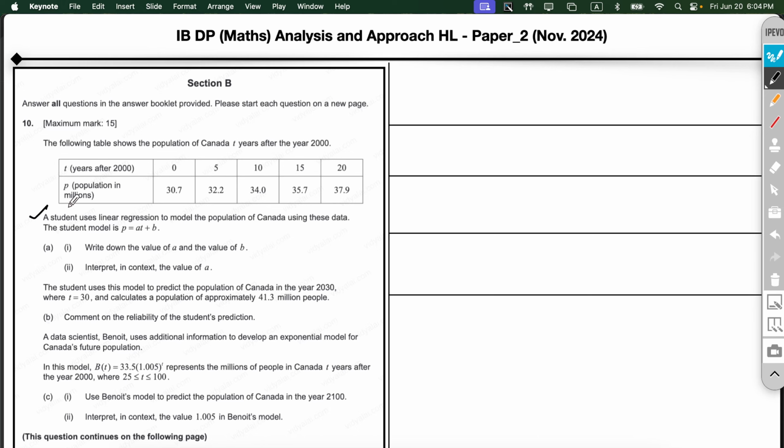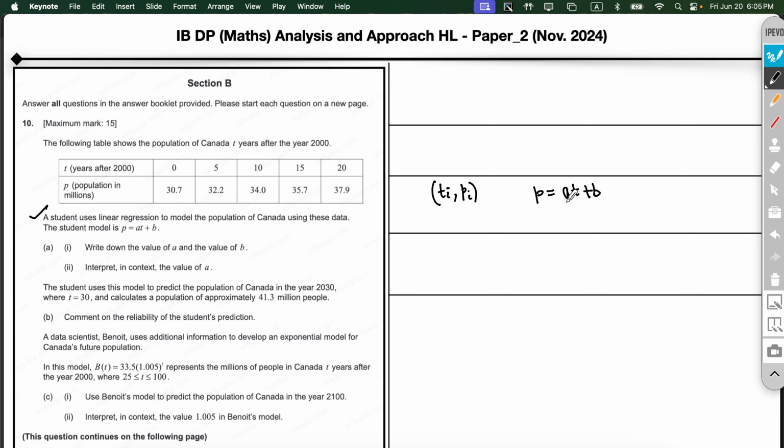Then it says that a student uses linear regression to model the population of Canada using this data, and the student model is P equals AT plus B. Write down the value of A and the value of B, and interpret in context the value of A. So let's very briefly recap how linear regression works. You have some data, first of all, like Ti and Pi, in pairs. In this case, Ti goes from 0 to 20, and you have 5 data points. And you try to make a model of P as a function of time as AT plus B. So this is linear in time.